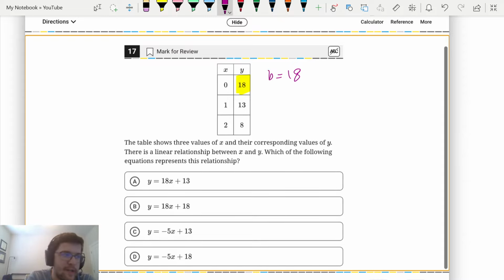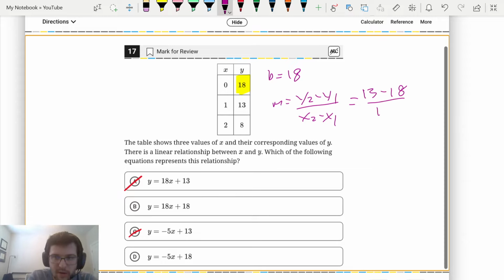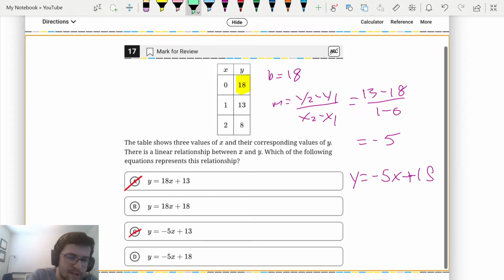Okay, right away, this one's wrong and this one's wrong. Now I'm just going to find the slope by using y2 minus y1 over x2 minus x1. I'm going to pick the first and second point, so 13 minus 18 over 1 minus 0. And I get negative 5. So it should be y equals negative 5x plus 18. And that is answer choice D.